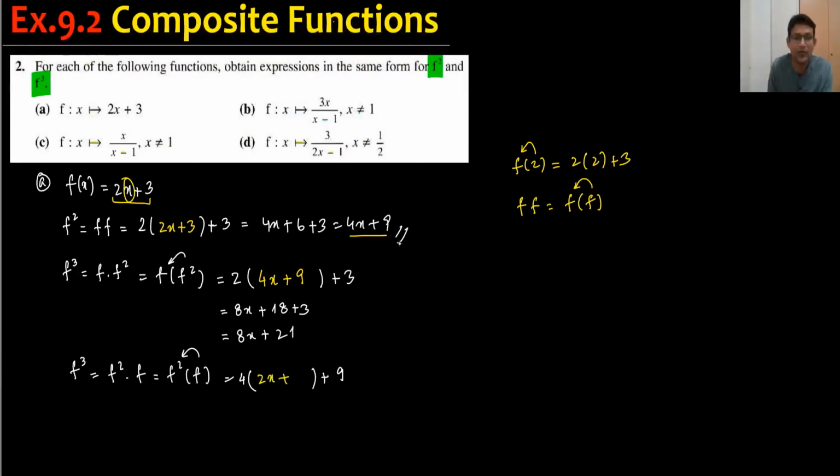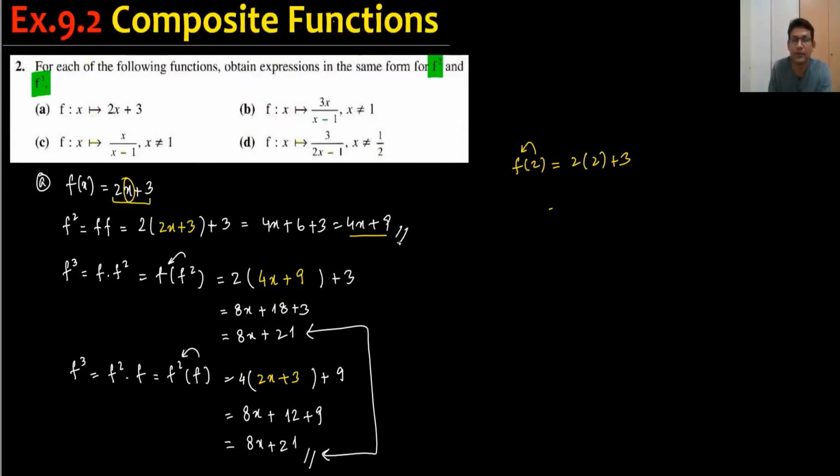And we have to check actually, do we have the right answer or not? It's coming 8x plus 12 plus 9. So 8x plus 12 and 9 is 21. So we have the same answer. You can check. So it means we have to understand this f cube as f f squared or f squared f, no problem. You can have the same answer.